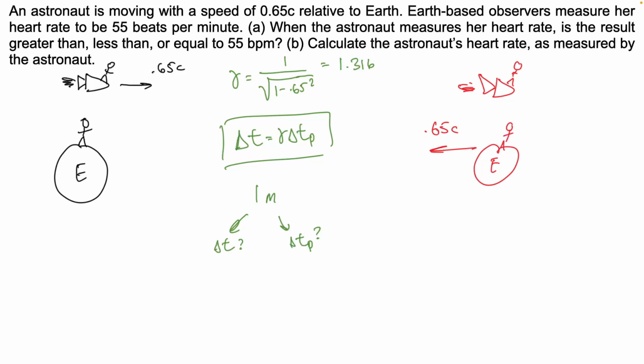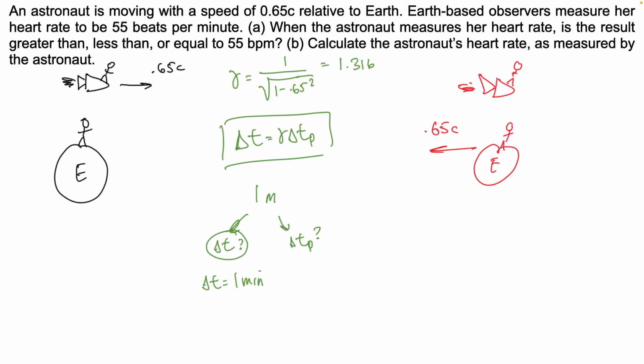So the Earth-based observer, the person doing the measurement that does 55 beats per minute, is measuring what kind of time? Dilated or proper? It's a dilated time. The events are happening in two different locations. So, we're going to take that dilated time of 1 minute, and we're going to find the proper time that the astronaut would measure.